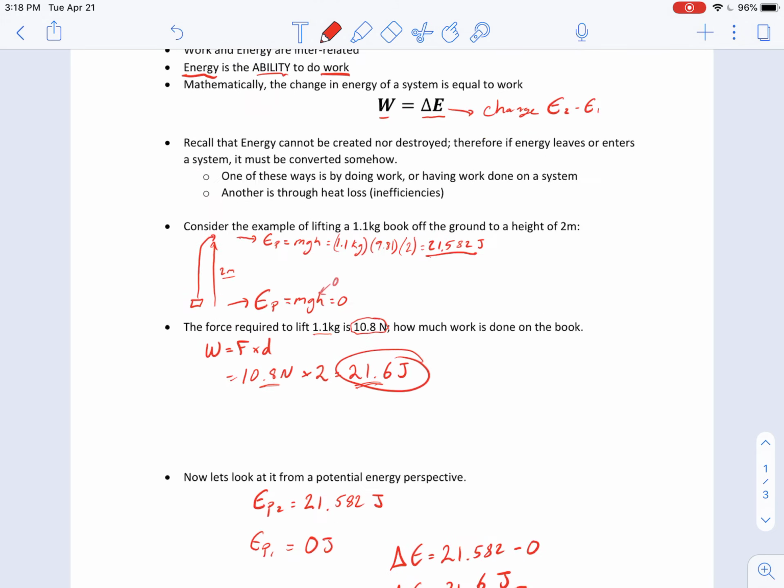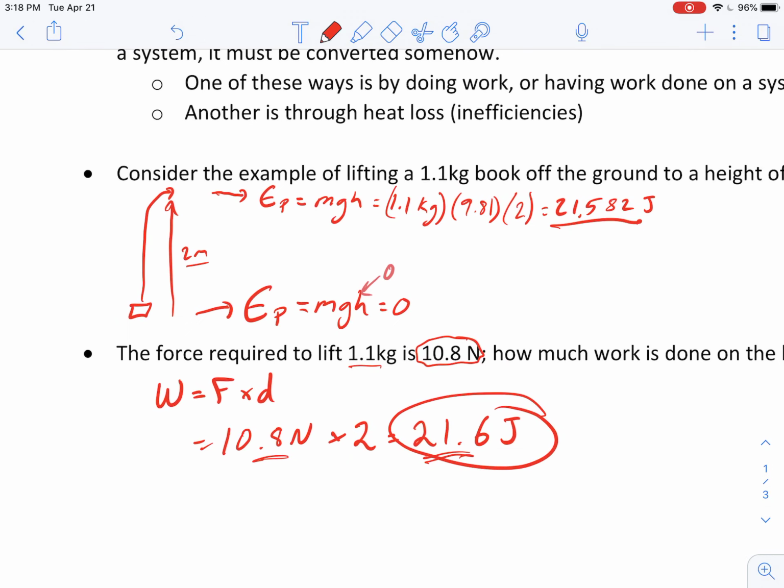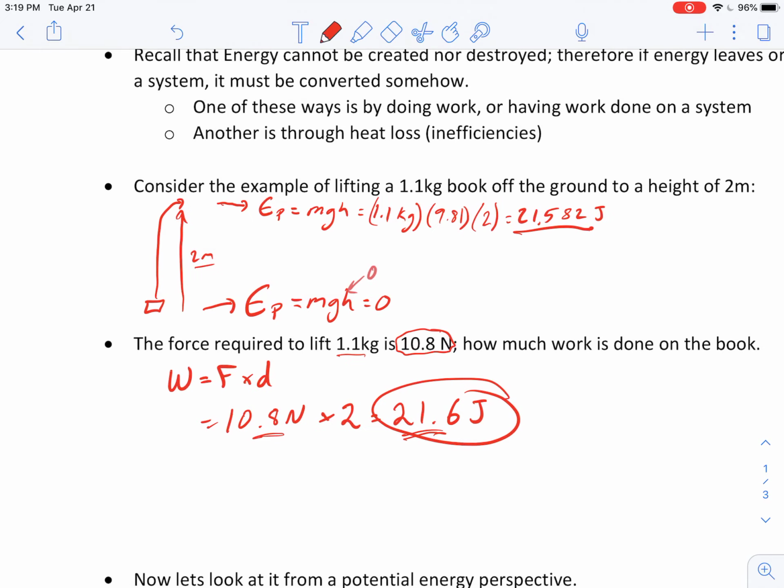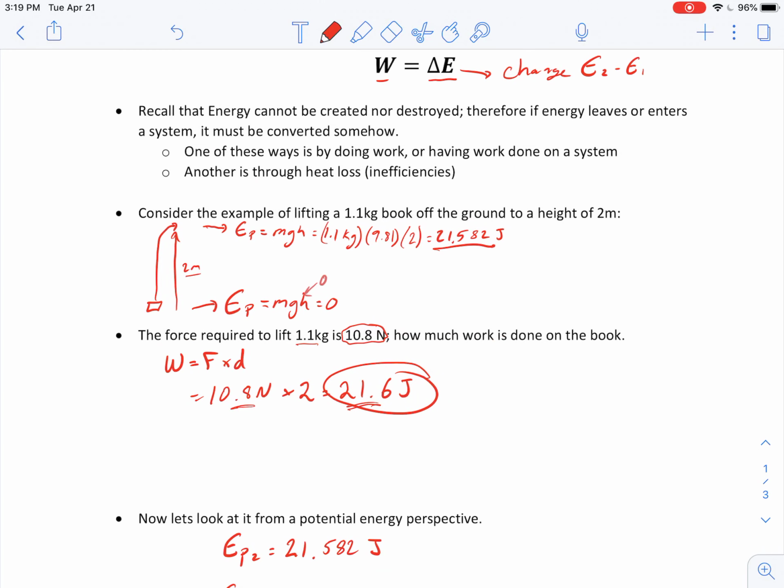In this case, our system is the book, and the energy of that book was 0 at the beginning. So the system itself had 0 energy. And then there was work being done by an external source. That would be you lifting the book up. You're adding energy to the system through work. You are doing work and that system gains energy. So that's how they are related to each other. I hope that makes a little bit more sense and gives you a little more clarity.